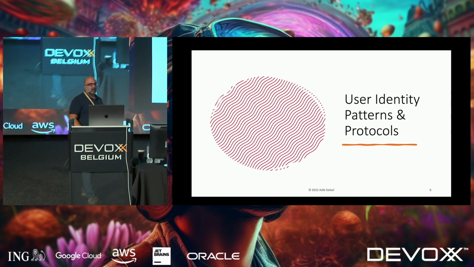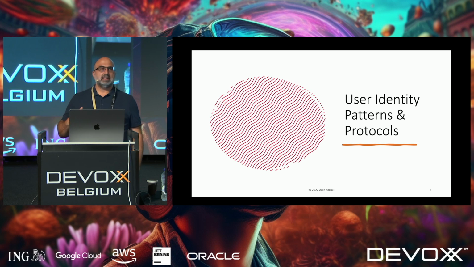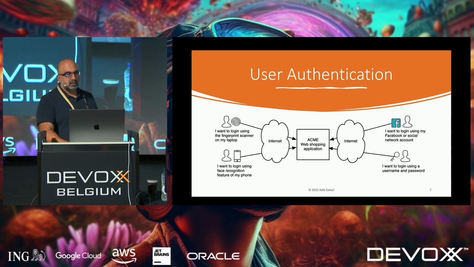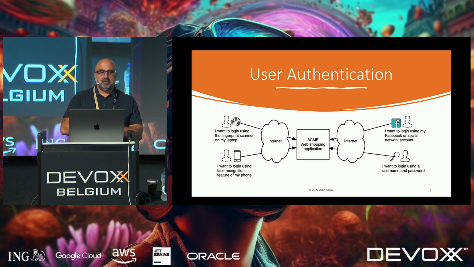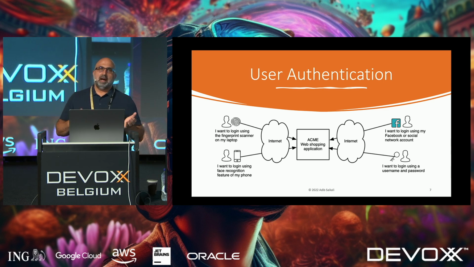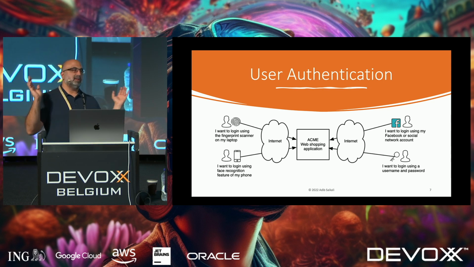So what we want to start with here is user identity, some patterns and protocols. I want to orient everyone, make sure we're all on the same page. Let's say you work for a retailer and you have customers. Some of your customers may want to log in with their fingerprint scanner on their laptop. Somebody else might want to use an iPhone or Android device to authenticate. They don't want to remember a password. Somebody else might say, I would like to log in with my Facebook account or my Gmail account. And other people are like, no, please give me old school username and password, right?